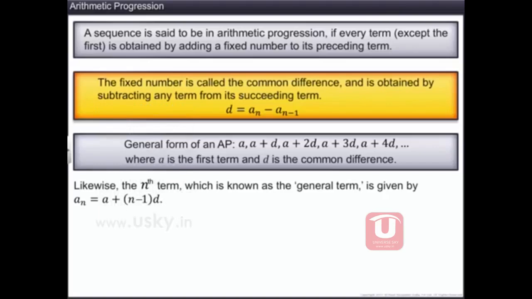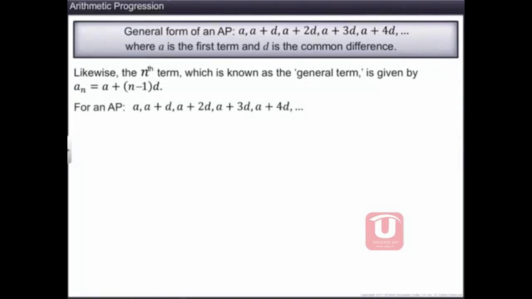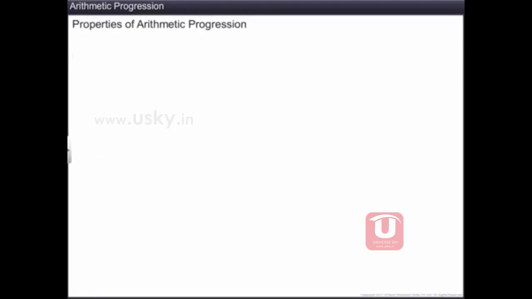The sum of the first n terms of an arithmetic progression is n by 2 into 2a plus n-1 into d, or n by 2 into a plus l, where l is the nth term or the last term of the arithmetic progression. Now, let us verify some properties of an arithmetic progression one by one.